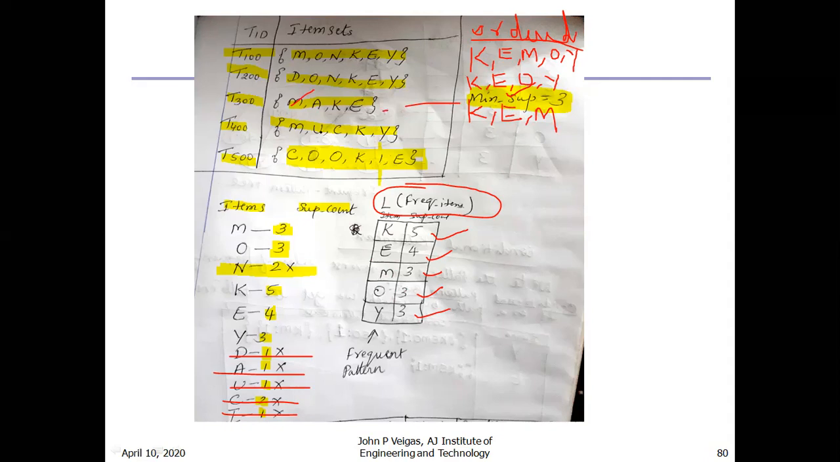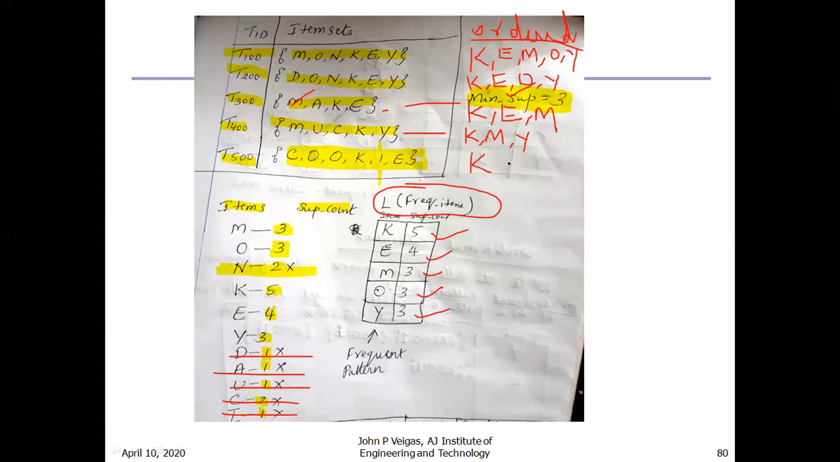So next, in this transaction, whether K is present in this one, K is present. So next, is M present? E is present, not present. M is present, it's present. So write M. Next, is O present or not? So next, is Y present? Yes, Y is present. So write this. So next, in the last transaction, transaction 500, is K present? Yes, K is present.